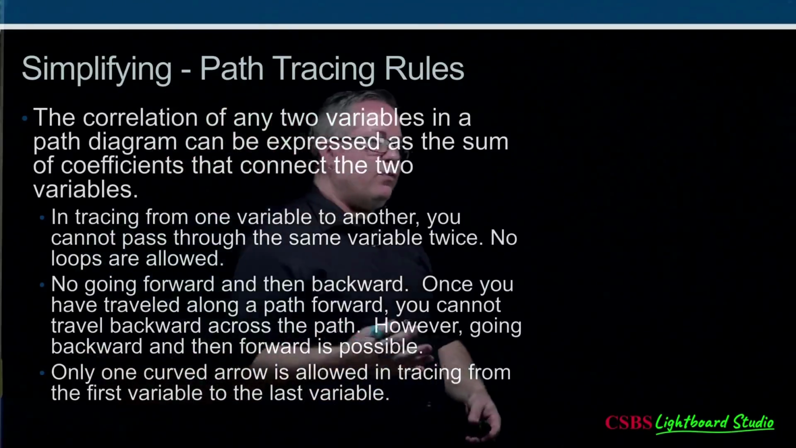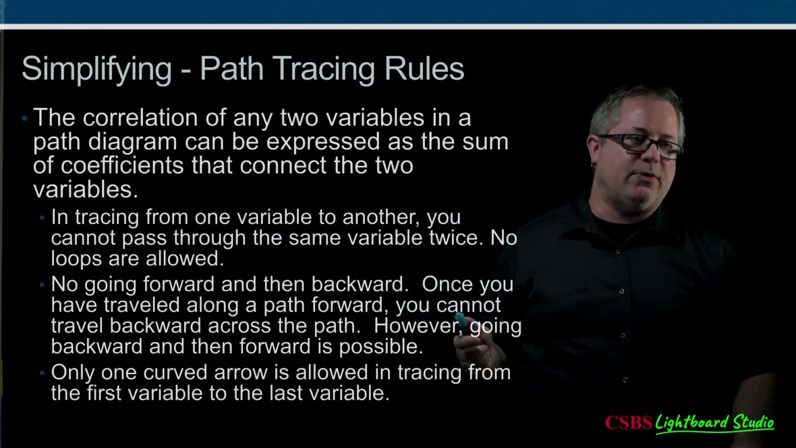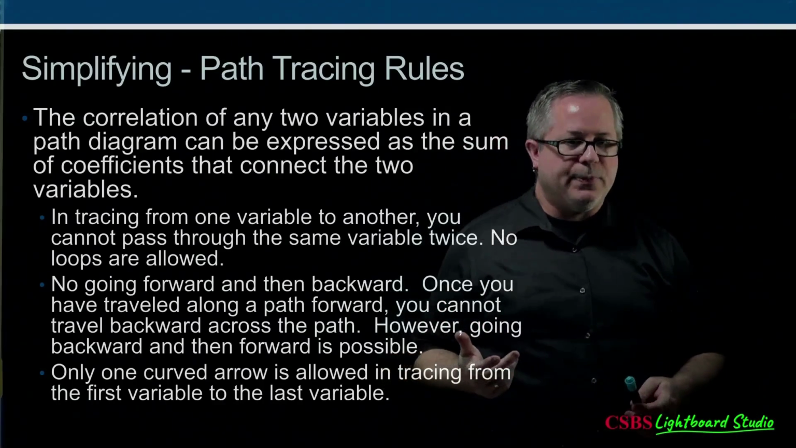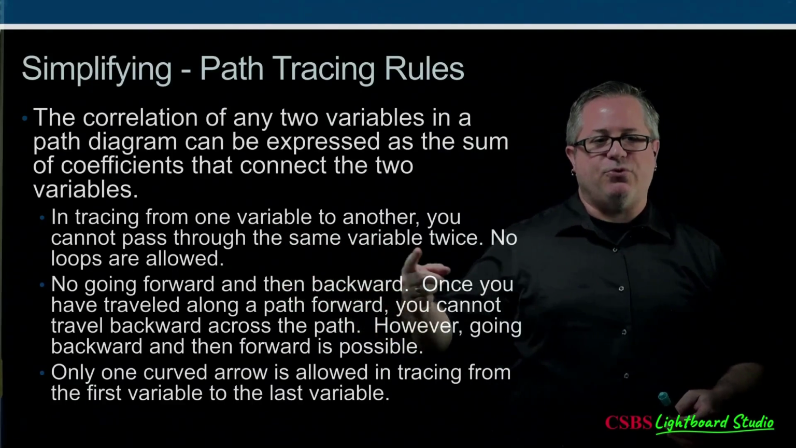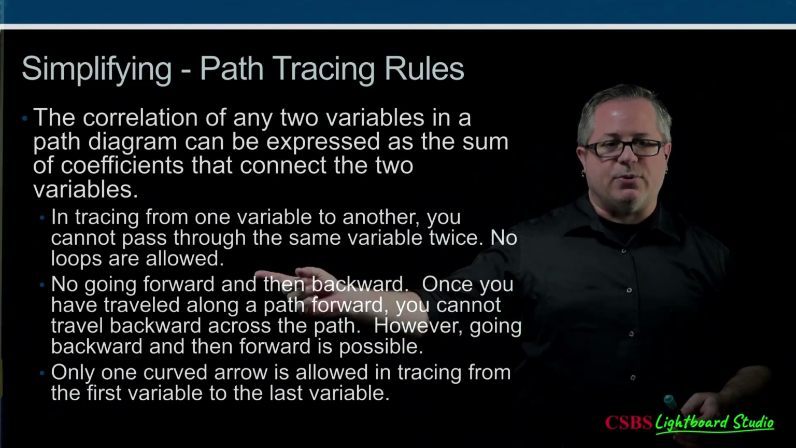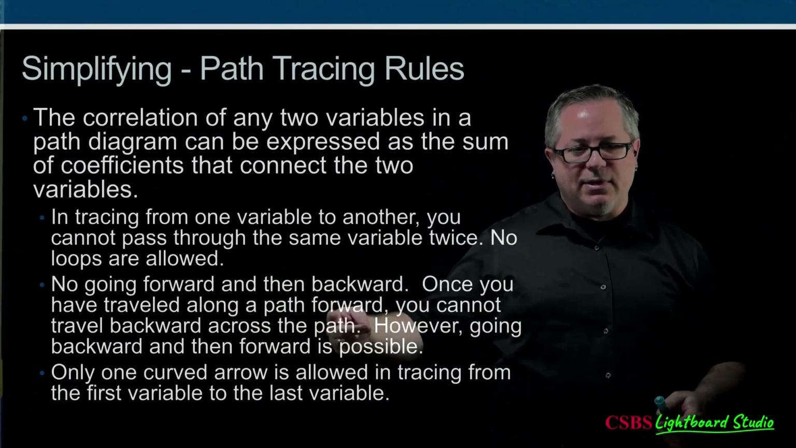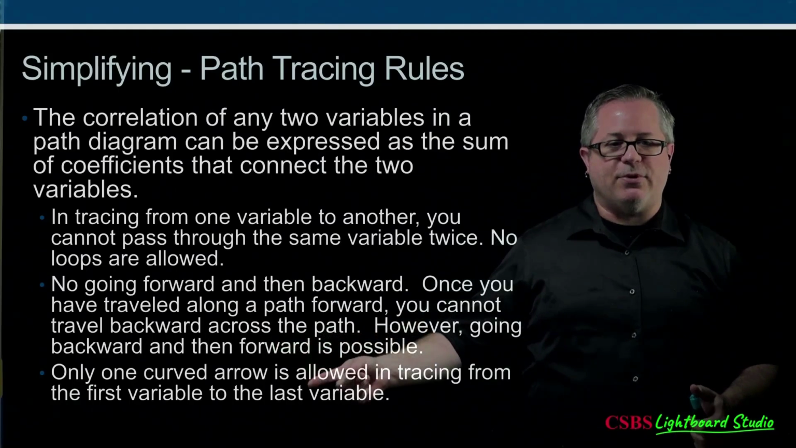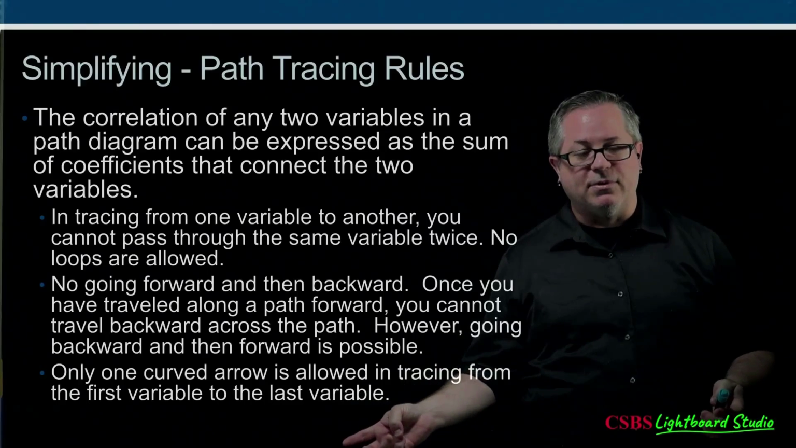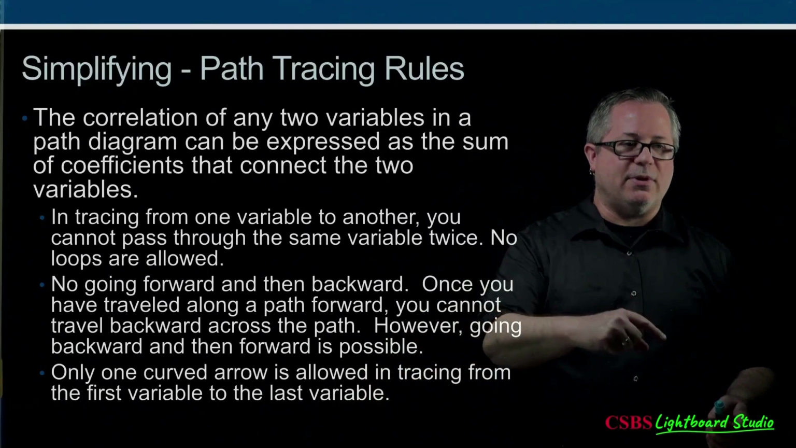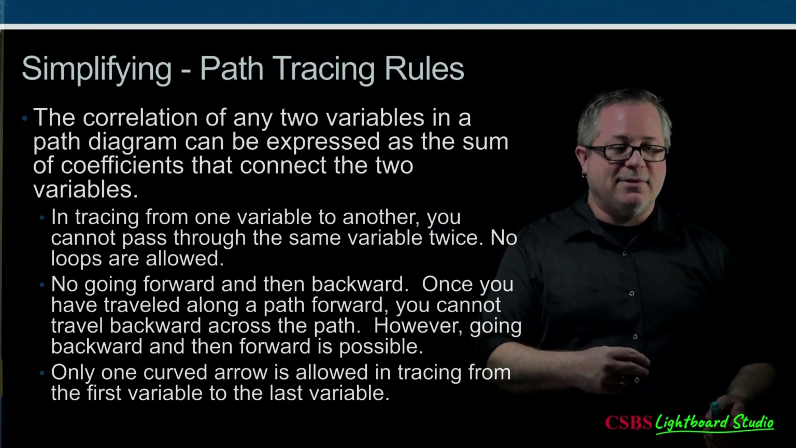The correlation or covariance of any two variables in a path diagram can be expressed as the sum of coefficients that connect the variables. So in tracing from one variable to another, you cannot pass the same variable twice, and no loops are allowed. I'll talk about that in a second. No going forward then going backward. Once you have traveled along a path forward, you cannot travel backward across that path. However, going backward and then forward is possible. So you can go forward, but then you can't go back. But if you go backwards, you can still go forward.